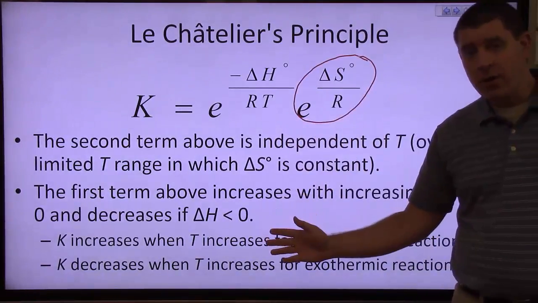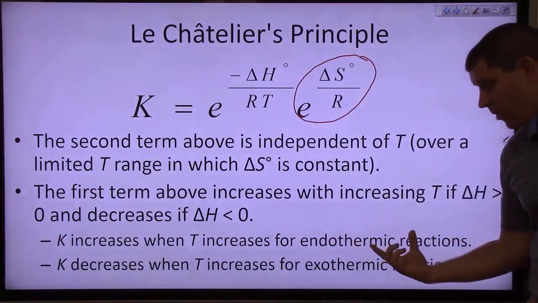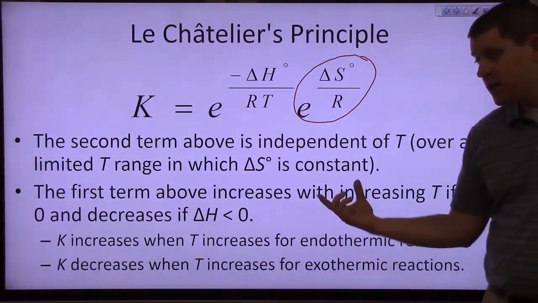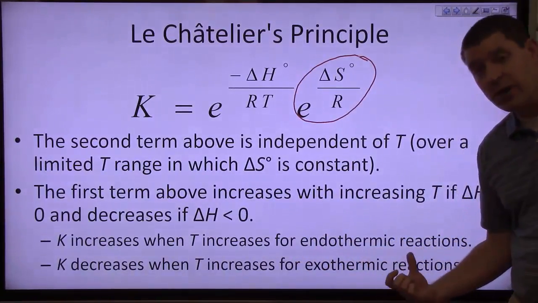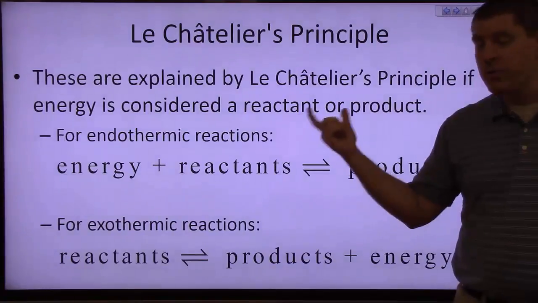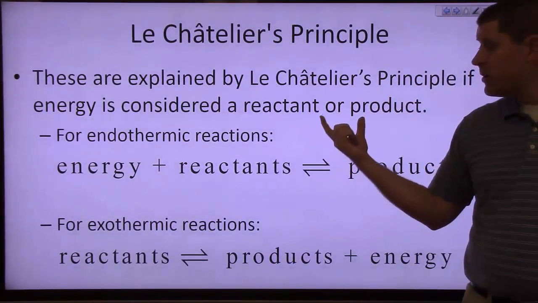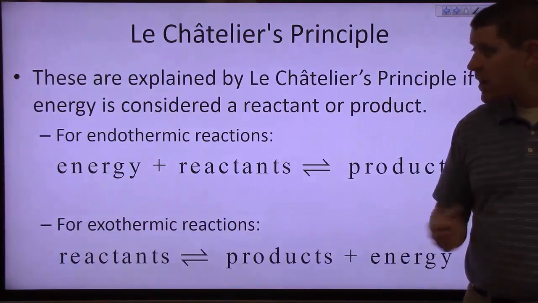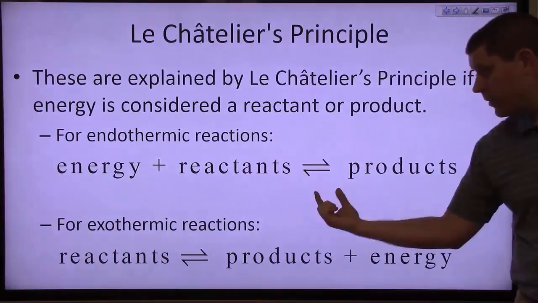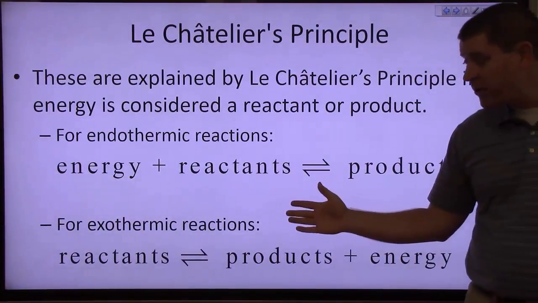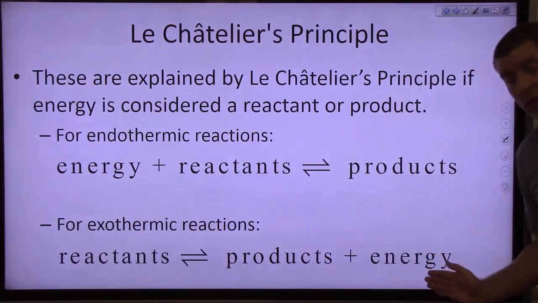That is, the value of our equilibrium constant K increases when temperature increases for endothermic reactions, and the value of K decreases when temperature increases for exothermic reactions. Now, these results are explained by Le Chatelier's principle if energy is considered to be a reactant or a product. That is, for endothermic reactions, we have energy plus our reactants react to give us products, or for exothermic reactions, we have reactants reacting to give us products plus energy.